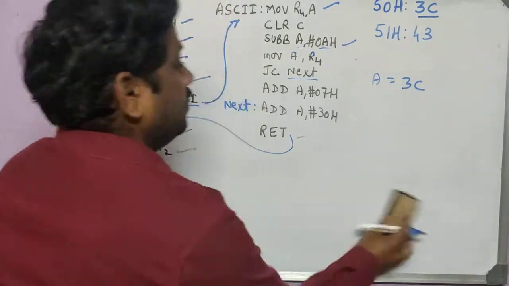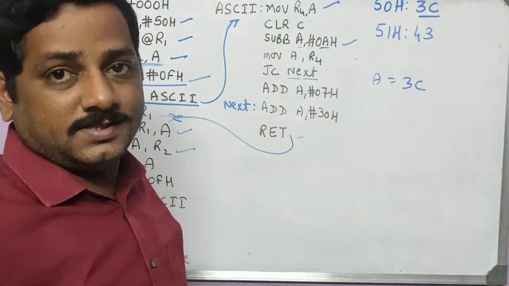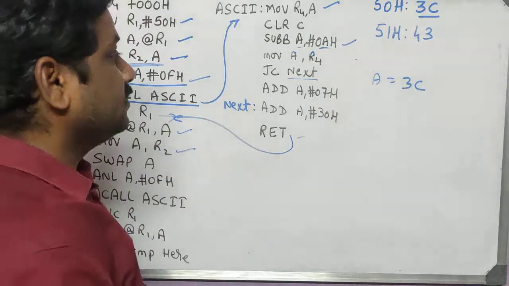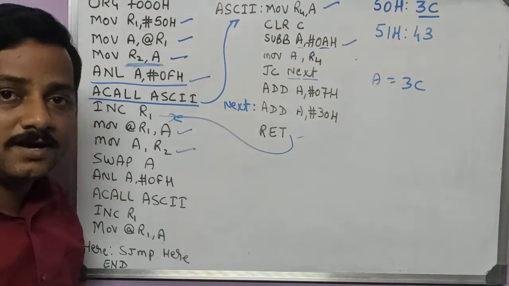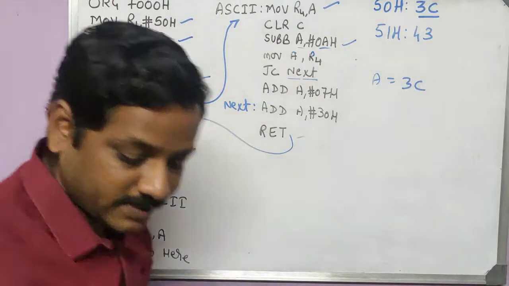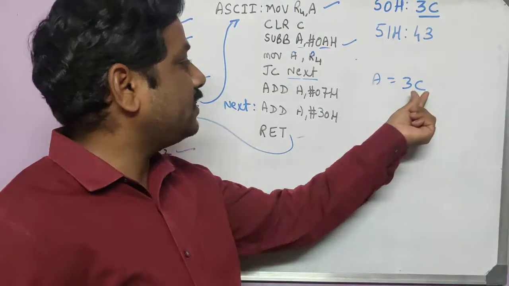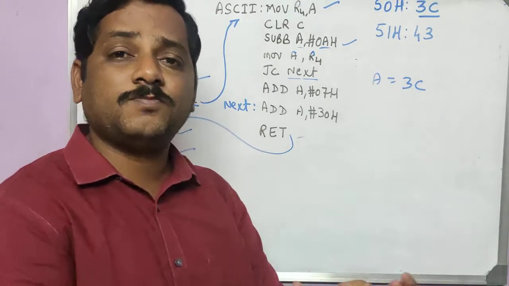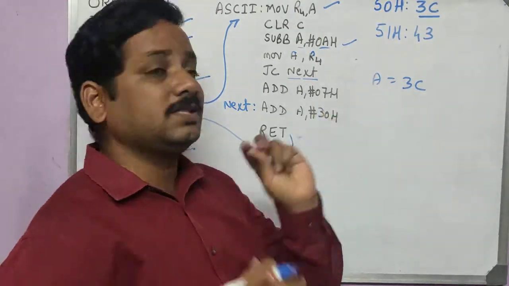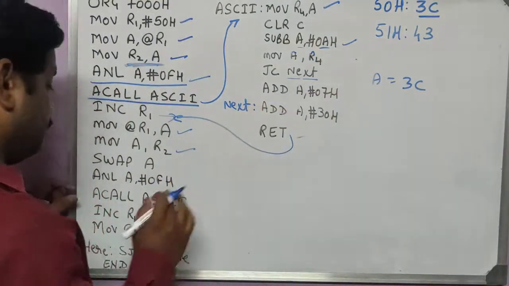Now I just want 3. I don't want 3C, I want 3. So we can apply AND logic. But one thing I will tell you. I don't want C, so here I will put 0. I want 3, so there I will put F. I will put all the bits as high.